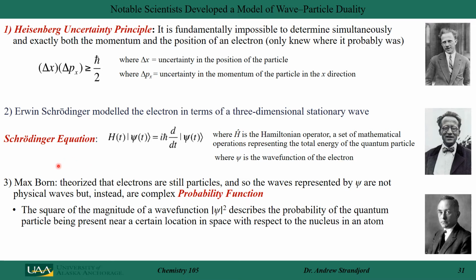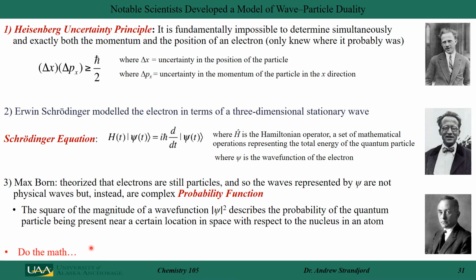After Schrödinger developed his equation, Max Born theorized that electrons are still particles, and so the waves represented by this new symbol psi are not just waves, but instead are complex probability functions. So he took the square of psi, of Schrödinger's equation, where the square of the magnitude of a wave function describes the probability of a particle being present near a certain location in space with respect to the nucleus of an atom, or what we commonly call today orbitals.